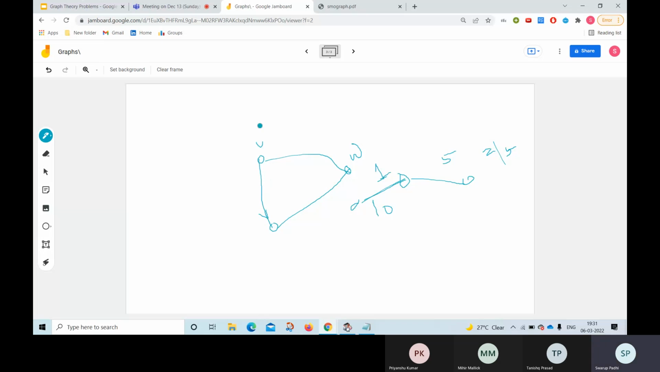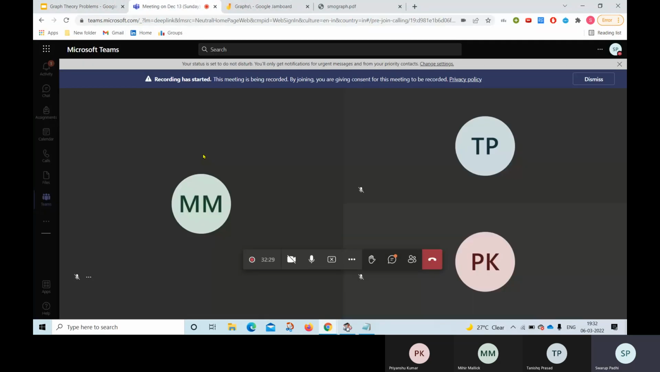So I think you must have got the solution. So basically, what we are doing is, if d of UV and d of UW, just a second.